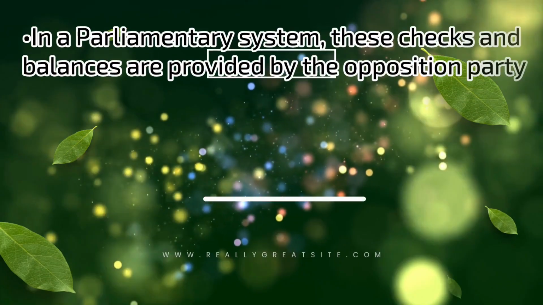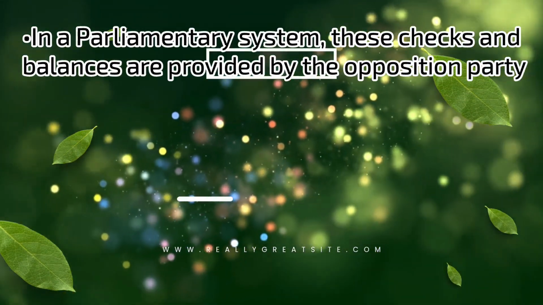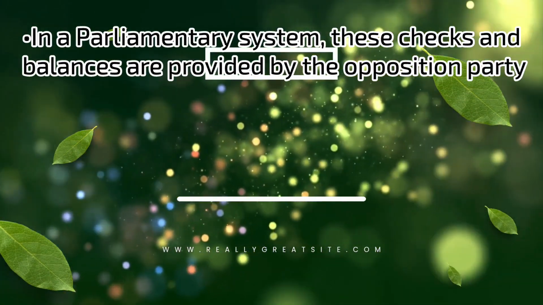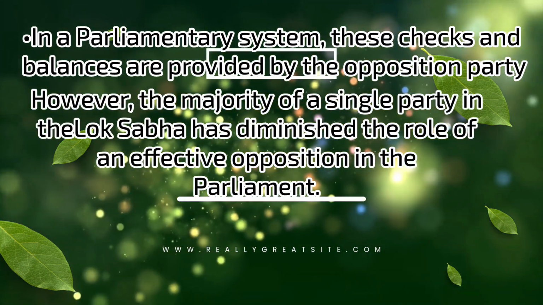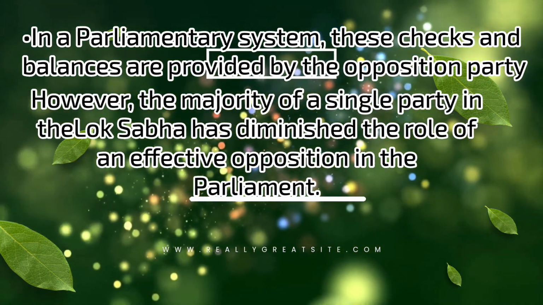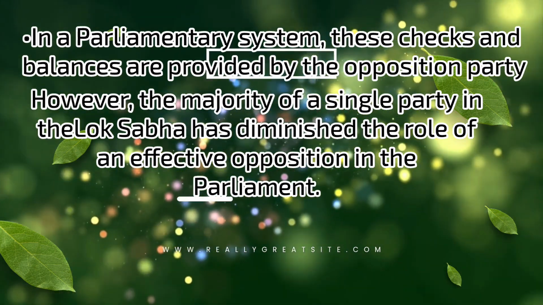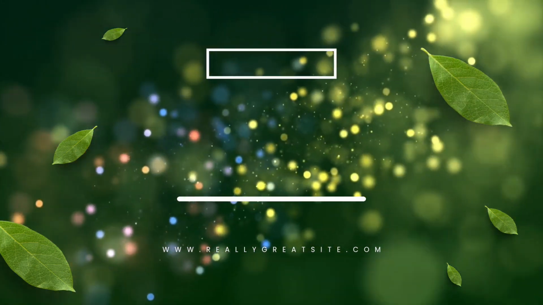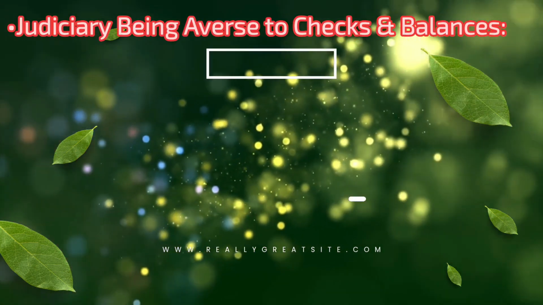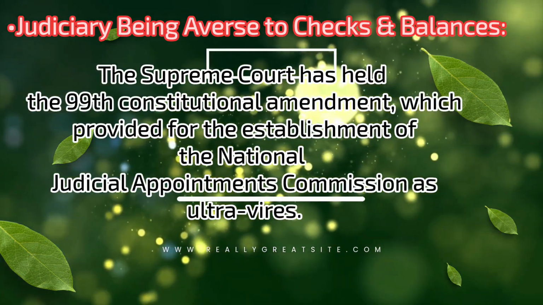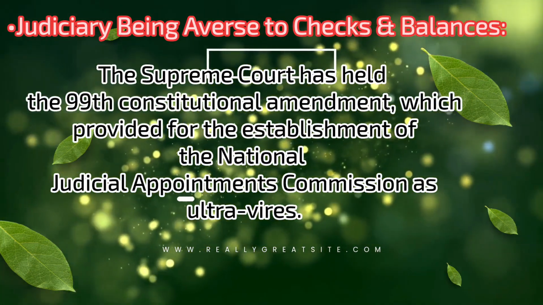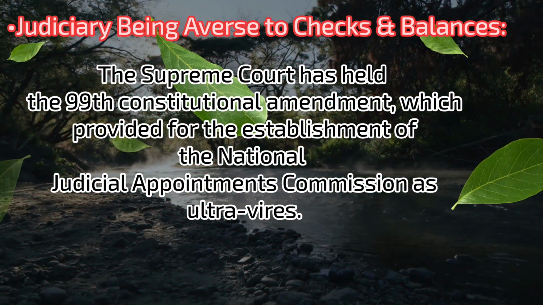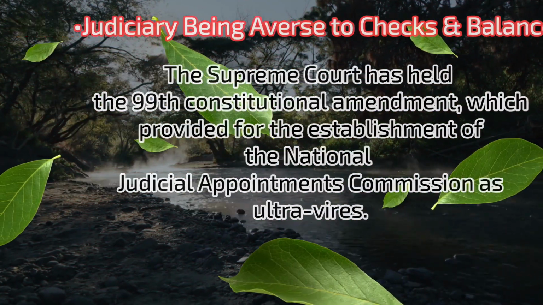In a parliamentary system, these checks and balances are provided by the opposition party. However, the majority of a single party in the Lok Sabha has diminished the role of an effective opposition in the Parliament. Judiciary being averse to checks and balances: the Supreme Court has held the 99th Constitutional Amendment, which provided for the establishment of the National Judicial Appointments Commission, as ultra vires.